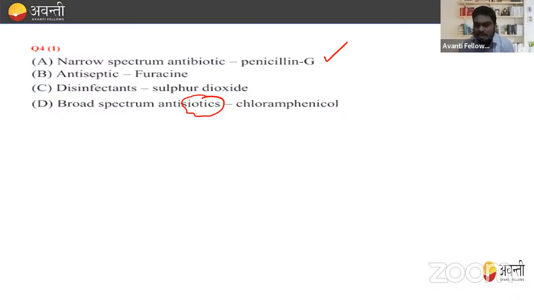Basically, furacin, the antiseptic, we use for skin infection. Whenever you have some infection in skin, then we use this drug, that is furacin. Many times the question was asked whether furacin is an antiseptic. So you know that the example of antiseptic is furacin. It is applied on living tissue such as wound, cut, ulcer, and diseased skin surfaces.